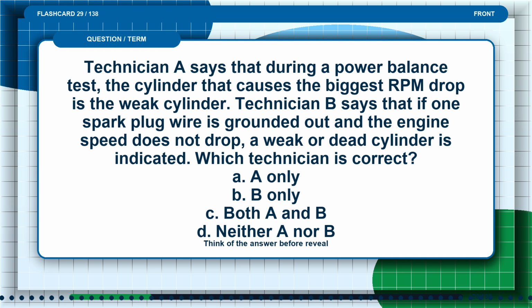Flashcard 29. Technician A says that during a power balance test, the cylinder that causes the biggest RPM drop is the weak cylinder. Technician B says that if one spark plug wire is grounded out and the engine speed does not drop, a weak or dead cylinder is indicated. Which technician is correct? A only, B only, C, both A and B, D, neither A nor B. Pause and think of the answer before the reveal.